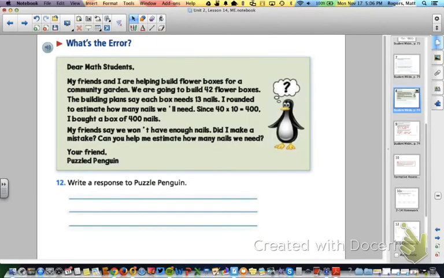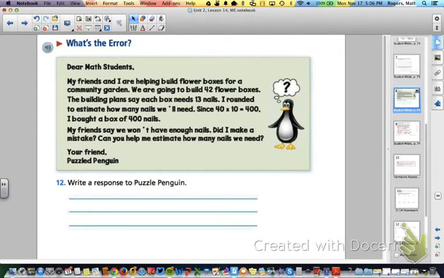Next, we have our friendly friend Puzzle Penguin. It talks about how Puzzle Penguin's trying to build 42 flower boxes, and each of those boxes needs 13 nails. So he multiplies 40 by 10, which gives him 400, and because of that number of 400, he ends up buying 400 nails, and his friends think that he doesn't have enough.